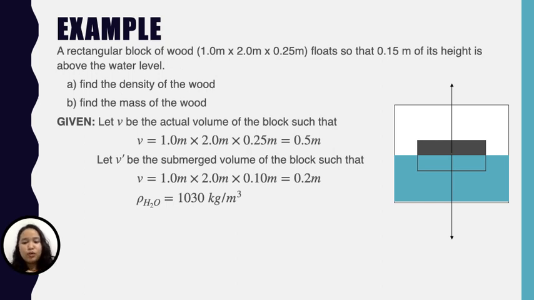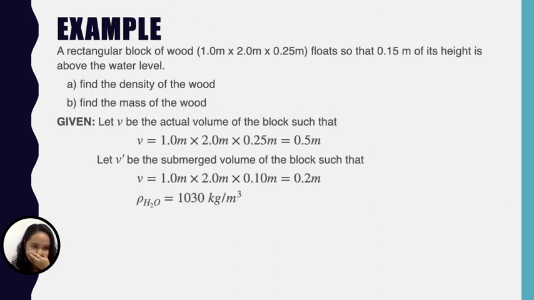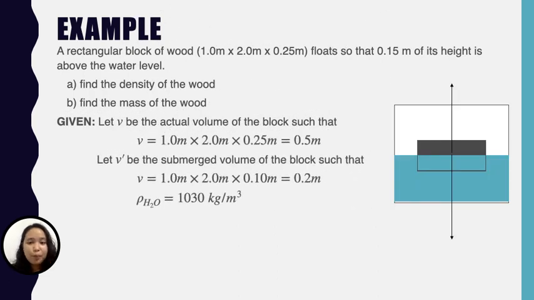Okay, so if you thought the upward force acting on your block of wood is just your buoyant force, how about the downward forces? What are the downward forces acting on it? Of course, it is always gravity acting all the time. The downward force is the force due to gravity.